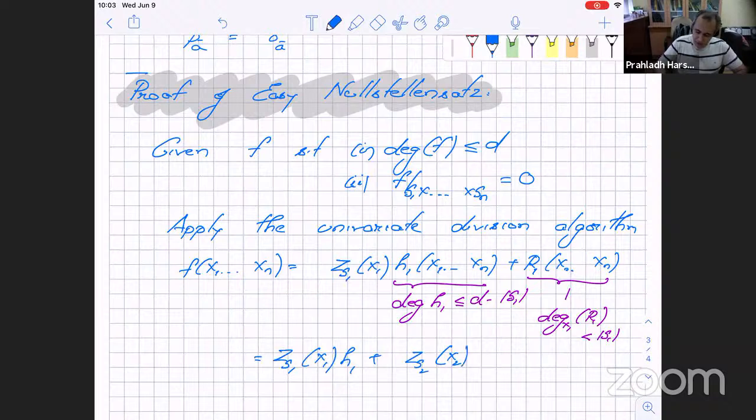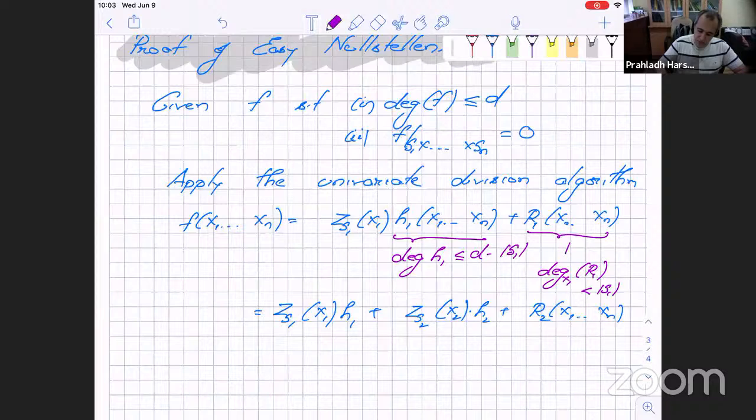Z2, H2, H2 plus R2. R2 of X1, X2, Xn. Now R2 has the same, this one. Now the degree of H2 will be less than or equal to D minus the size of S2. By the way, the degree of this can be said, and the degree of R1, all I will be able to say is less than or equal to D.